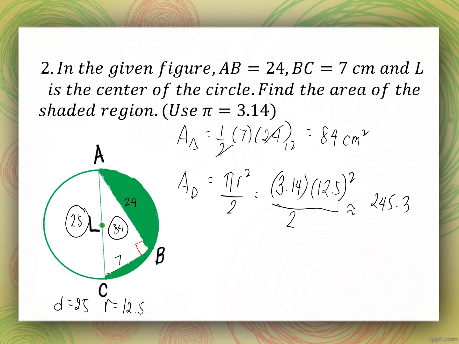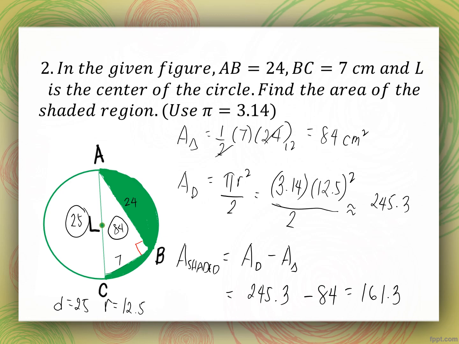So to solve for the area of the shaded region, we will subtract the area of the triangle from the area of the semicircle. Okay, let's do that one. So we will have 245.3 minus area of the triangle, which is 84. So we will have 161.3 square centimeter, and that's the area of the shaded region.